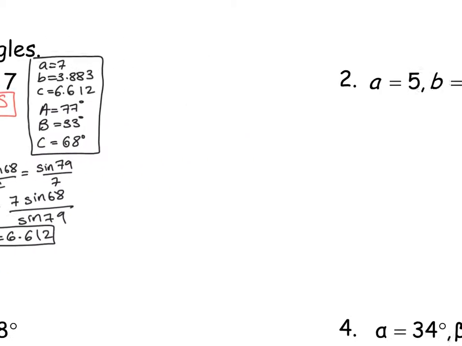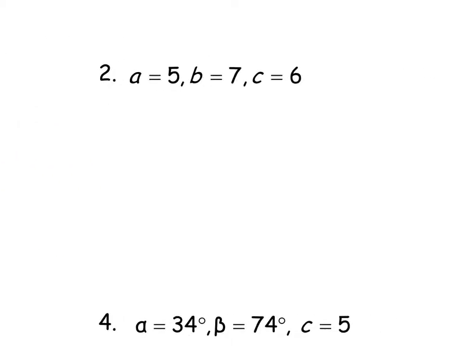Now let's move on to number 2. I'm given 3 different sides, so side, side, side. Every time you are given side, side, side, first of all check, is this a triangle? Remember, the sum of any 2 sides should be bigger than the third side. So in this case, 5 plus 7 is 12, which is bigger than 6. 6 plus 7 is 13, which is bigger than 5, and so on. So yes, I do have a triangle.